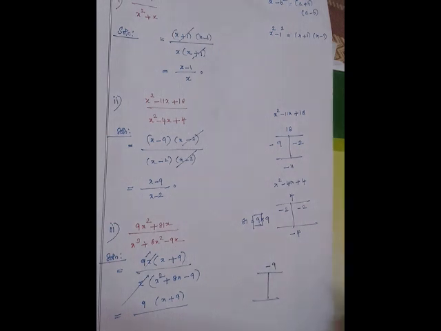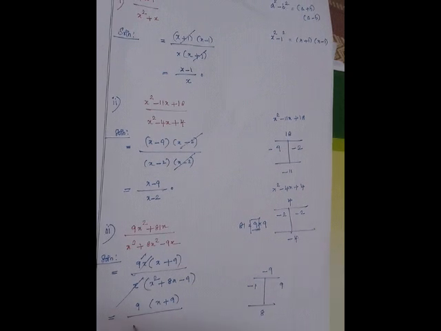Product of two numbers is minus 9, sum of the two numbers is 8. So what are the two numbers? 1 and 9. Better we assign minus 1. Minus 1 into 9 is minus 9. Minus 1 plus 9 equal to 8. I hope you understand. Minus 1 into 9 is minus 9, minus 1 plus 9 gives 8.